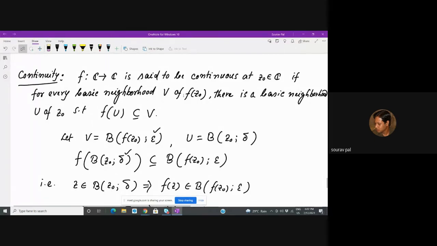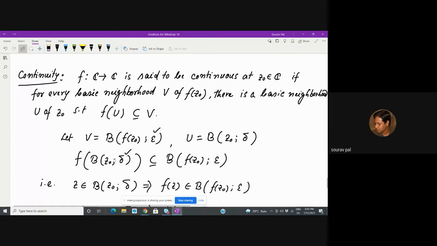So this is the definition that we have learned from topology, right? Corresponding to every neighborhood V of f(z0), you can find a basic neighborhood U of z0 such that U is contained in V under f. And if you just proceed, what is meant by that? A basic neighborhood U around z0 looks like this, and a basic neighborhood around f(z0) looks like this. V is given, so this epsilon is given, U is obtained, so this delta is obtained such that this thing happens.